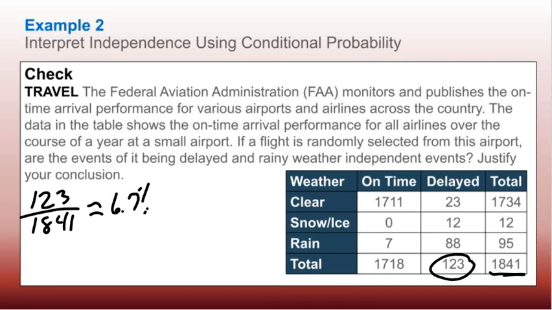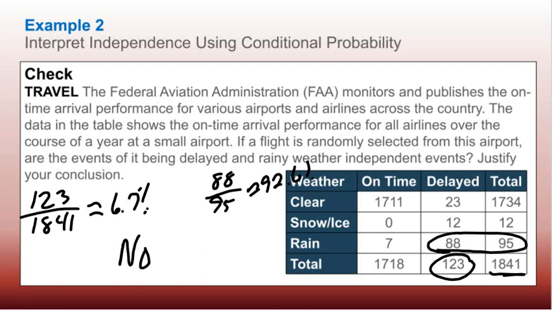Now, given that it was delayed, what was the probability that it was caused by rain? The ones that rained are 88 of them. 88 out of the 95 were caused by rain. So 88 divided by 95 times 100 gives us roughly 92.6%. So since the percents are not the same, no, they are not independent. That is our lesson on conditional probability.